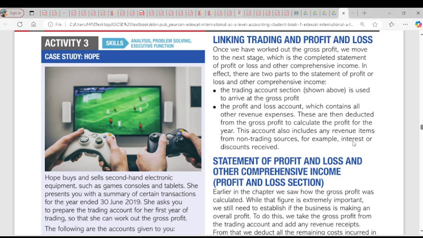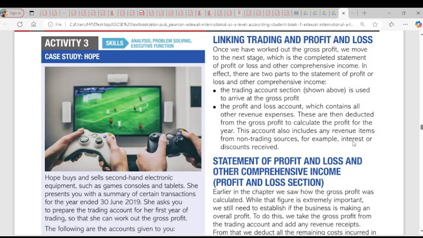So we go to linking trading and profit and loss account. Linking is all about, as soon as we attain our gross profit, going further by linking it with our statement of profit or loss account and other comprehensive income. Why do we have to link it? We have to link it because we need to get the profit for the year.